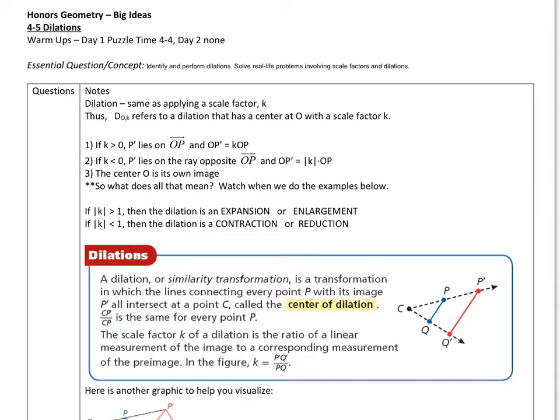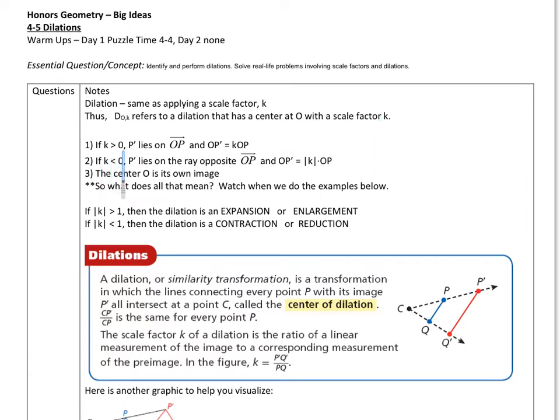So, let's first start out with what a dilation is. A dilation is basically the same as applying a scale factor, and we're going to call that scale factor K. So, here's the terminology, the dilation about point O with a scale factor K. This means that I'm going to dilate with a center of dilation at O, and I'll have a scale factor that's going to be K.